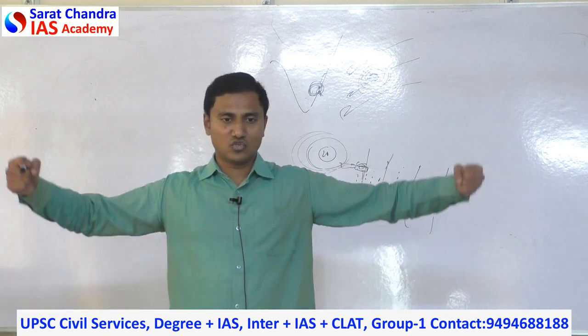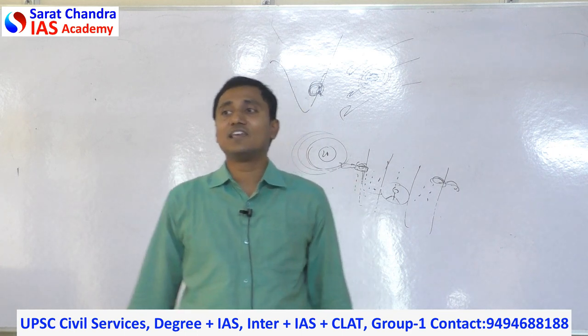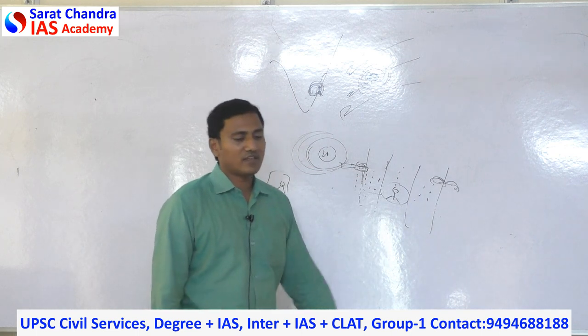A cyclone originating in the ocean becomes very strong. After coming to the land, it will become weak. It will die. Dying of a cyclone. Okay. Now, this is how cyclonic rainfall is seen.